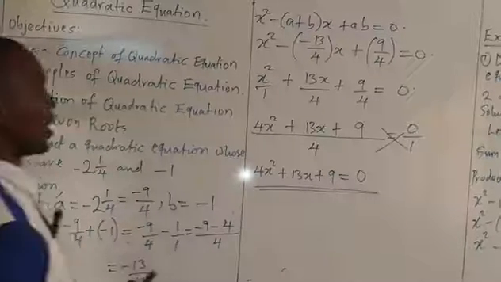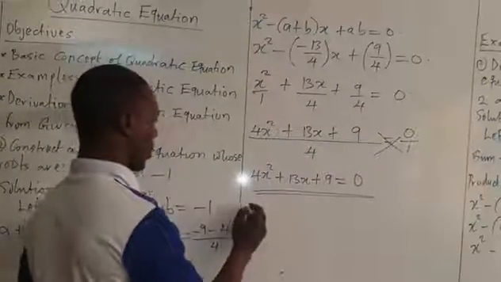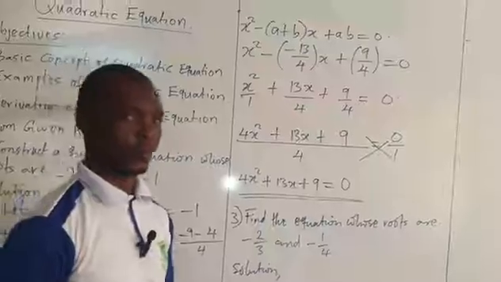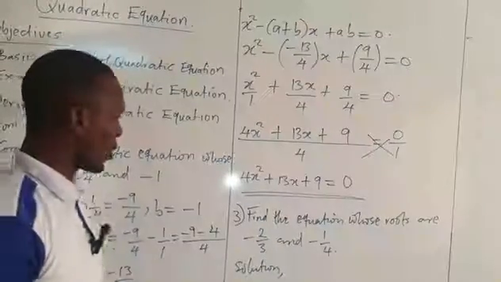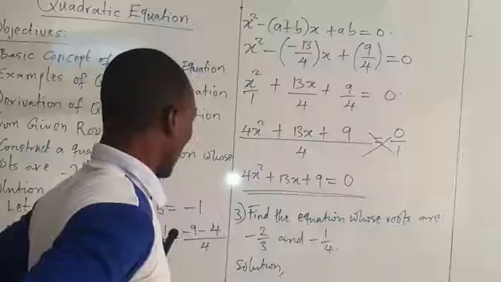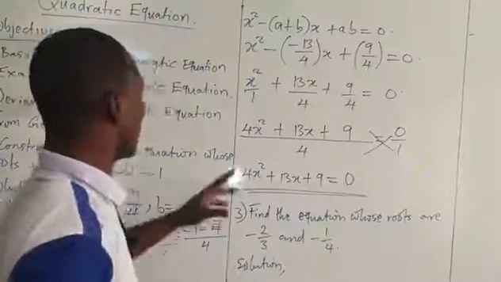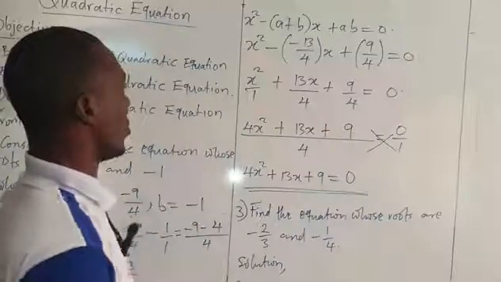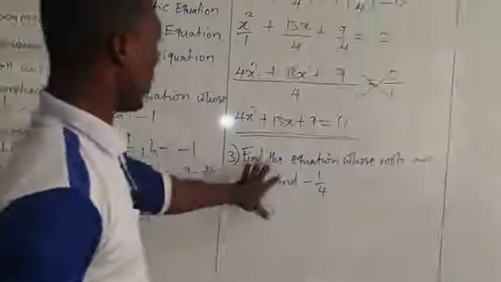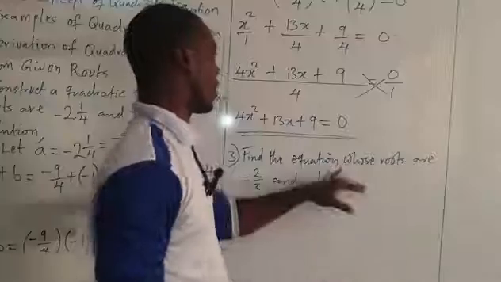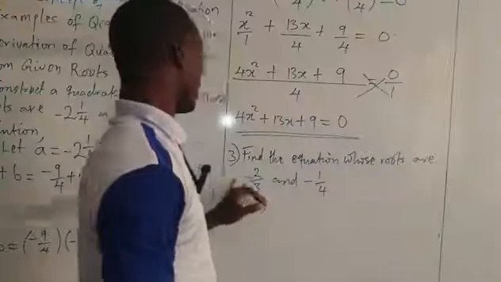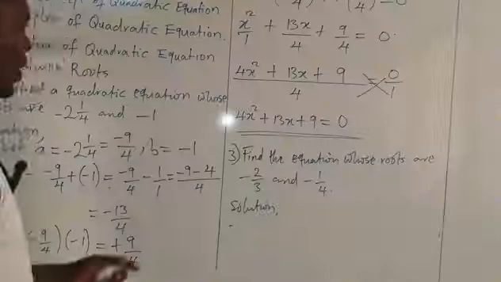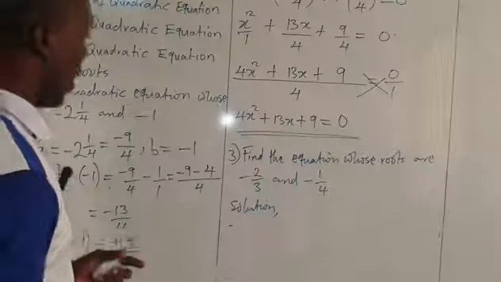So let me give you example 3. Example 3. So question 3, we use another method apart from the one I've been using. So the question says find the equation whose roots are minus 2 over 3 and minus 1 over 4. So we can as well use another method.